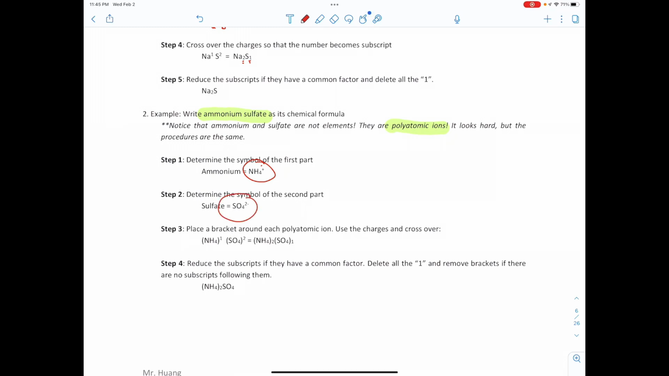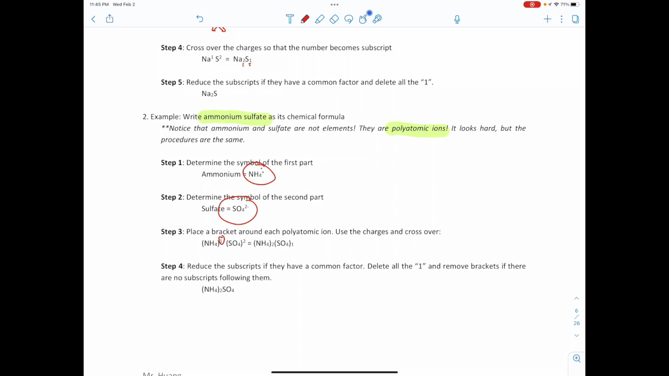Whenever we use polyatomic ions, a really good thing to do is to put brackets around each of them. You'll notice that in step 3, I have NH4 in brackets. I've deleted the positive and negative signs and replaced them with just the numbers. So for NH4, that's the 1. I'm going to put brackets around SO4, the sulfate, with the 2 on top, and I'm going to cross the charges. Once again, the 1 from the ammonium becomes the subscript for the sulfate. The 2 from the sulfate crosses over to become the subscript 2.